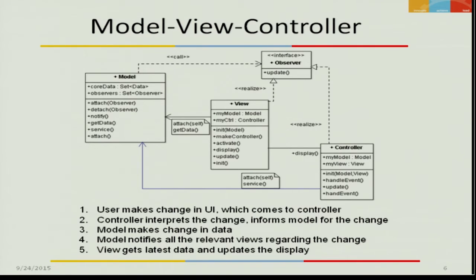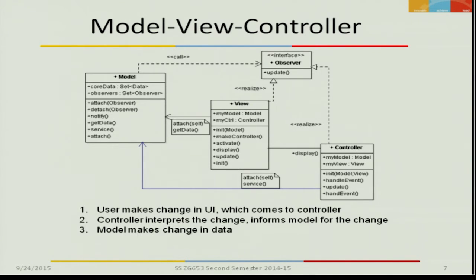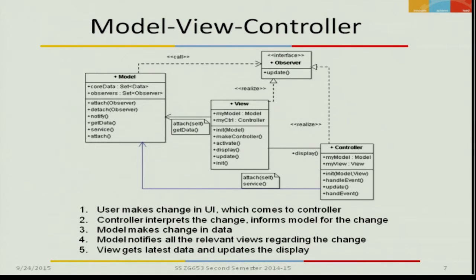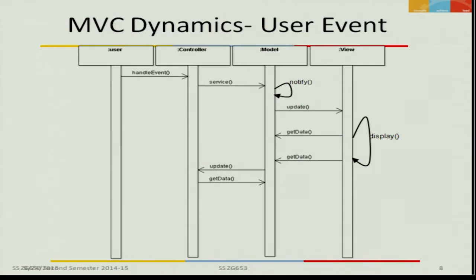And view gets the latest data upon the notification. View is actually inactive in that sense. View is really not aware of the fact that the data has changed. So when it is notified by the model, then it basically goes and gets the data, and then it updates the display. So these are the 5 steps. Let us look at the sequence diagrams. So let's look at the scenario that user is maybe pressing a button on the UI web page. That's an event that comes to the controller.